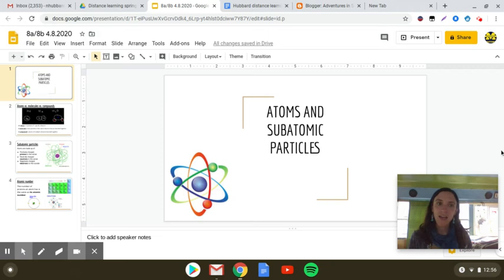So we're going to try to just do some really short, succinct lessons over the next couple of days, because having a good understanding of atoms and their structure is going to be really important when we start understanding how different compounds chemically react to one another.